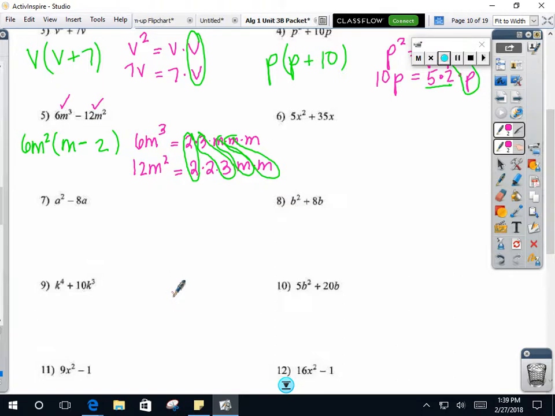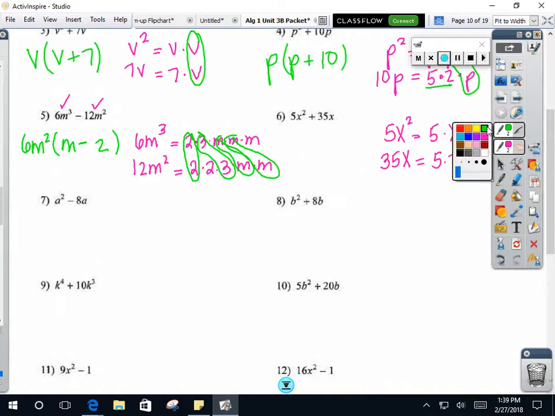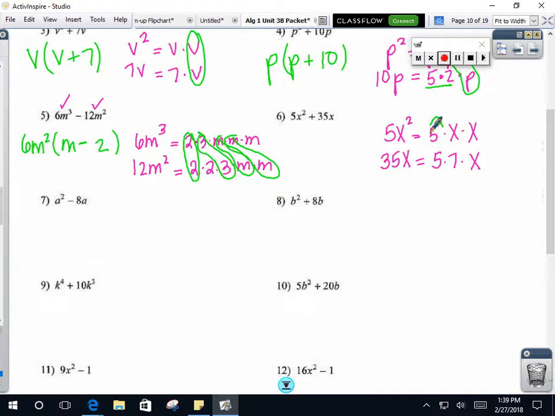Any questions? Okay, let's try one more together before I let you try some. 5x squared and 35x. What are the prime factors of 5x squared? 5 times x times x. What about 35x? 5 times 7. Okay, now we need to circle what they have in common. They have a 5 in common, so you pull it out. And they have an x in common, so you pull it out. That is the greatest common factor.